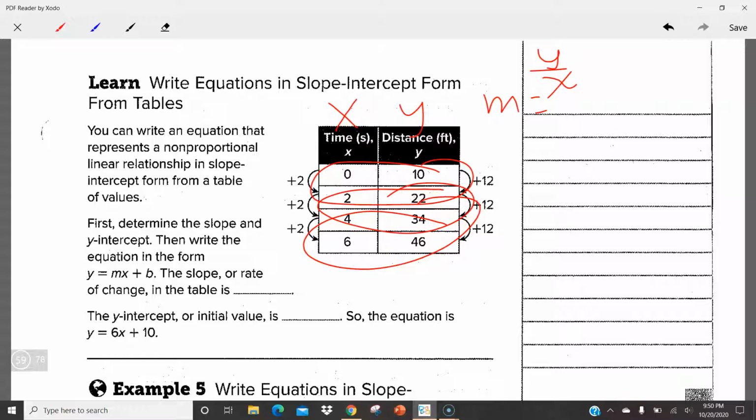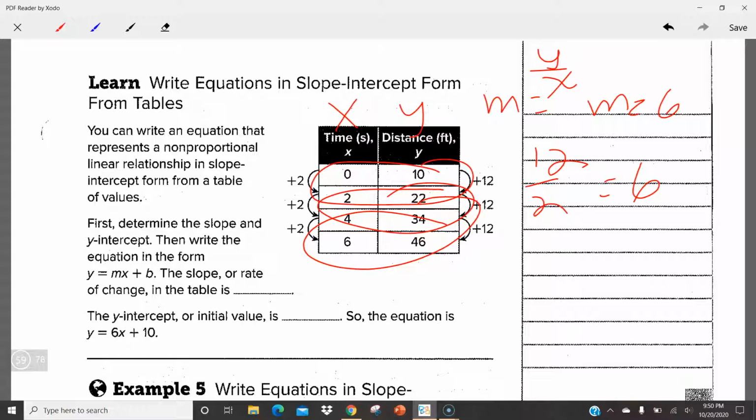You'll notice here the book already has it set up where I'm able to see the pattern. I'm going up by 2 for my x's and going up by 12 for my y's. So your slope is going to be 12 over 2, which is constant, and it's going to be 6. So our m is going to be 6, okay?